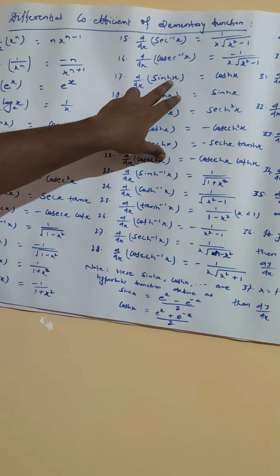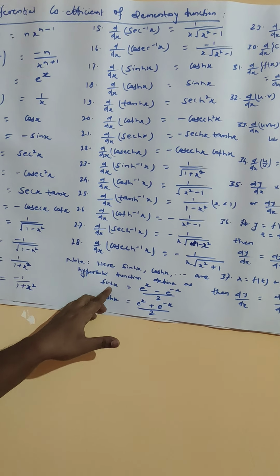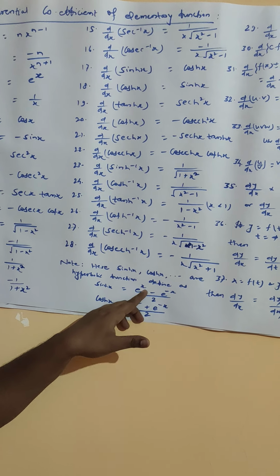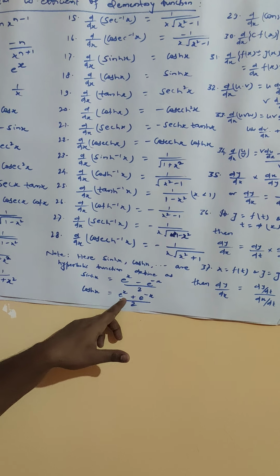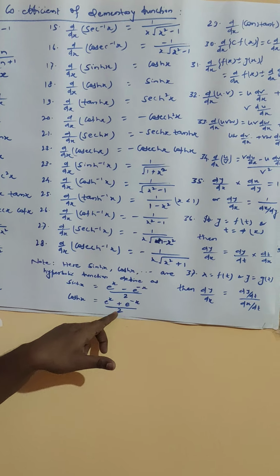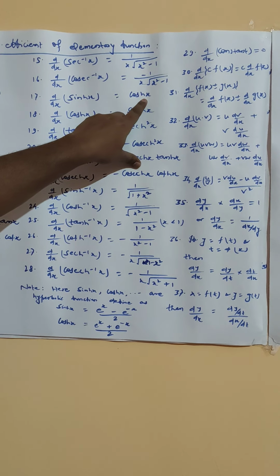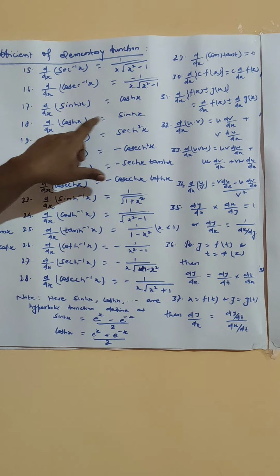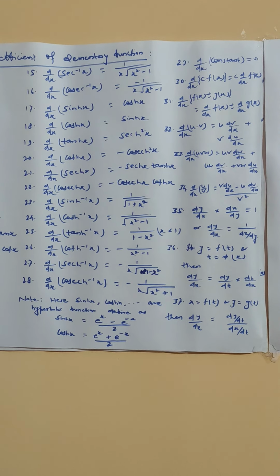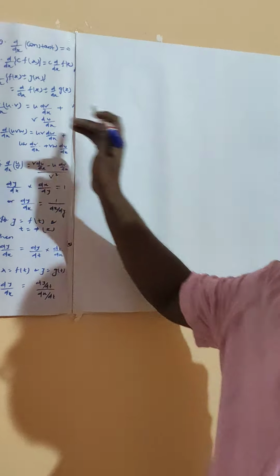And this is sine hyperbolic x. This is a hyperbolic function, defined as sine hyperbolic x is e raised to x minus e raised to minus x by 2. Cos hyperbolic x is e raised to x plus e raised to minus x by 2. Now we get that the derivative of sine hyperbolic x is cos hyperbolic x, and the derivative of cos hyperbolic x is sine hyperbolic x. Now I am going to show how we can use these results to differentiate functions.